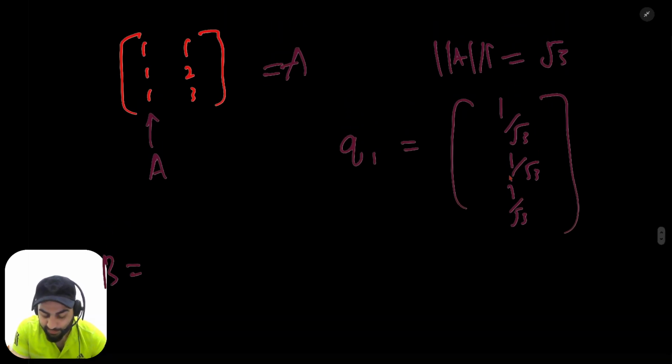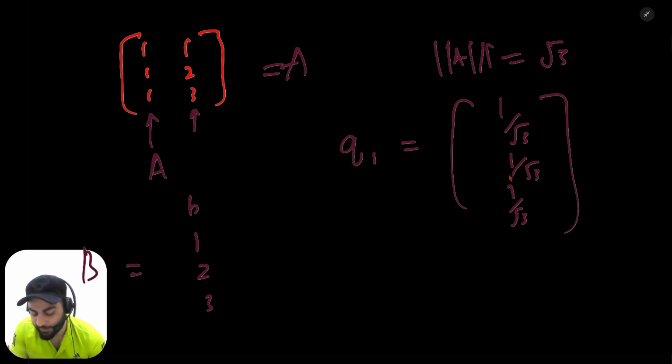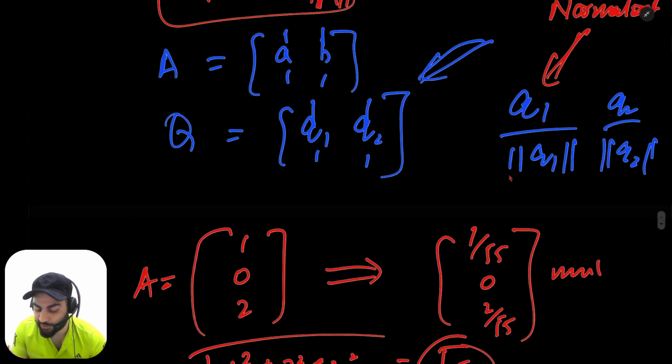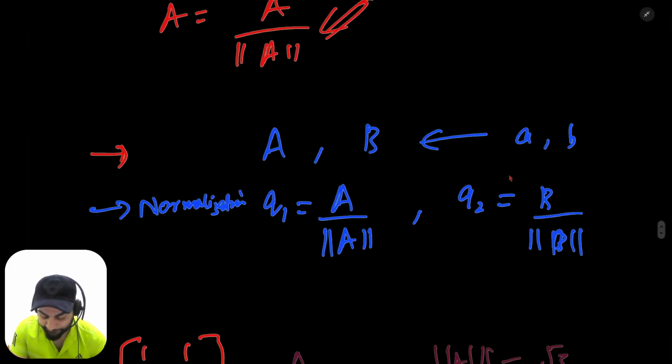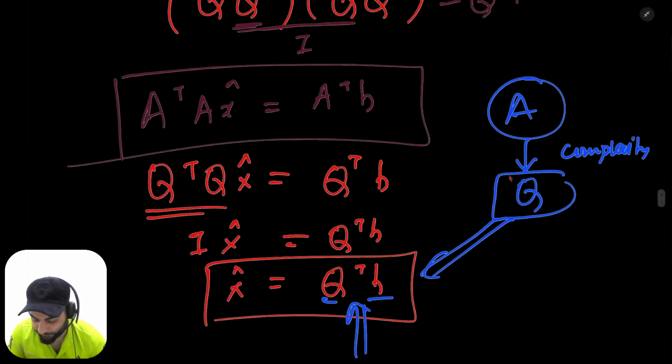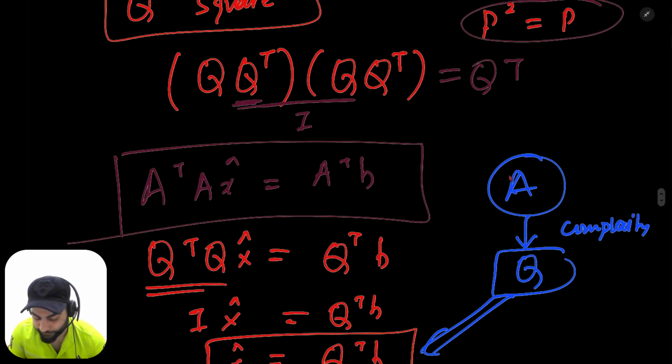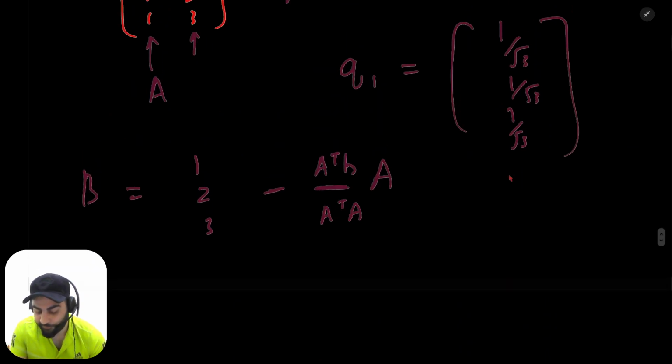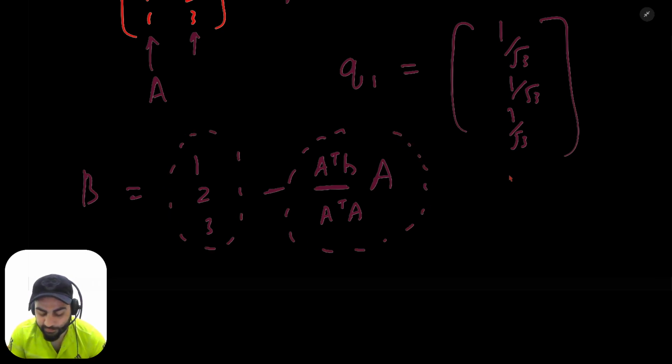In order to get this Q2, first we'll get B. We take this 1 2 3, that is this portion. In order to get the capital B, we take the small b, and then subtract something multiplied by the whole matrix A. What is that something? That something is the projection along that. The projection we have written is A transpose B divided by A transpose A. You compute this value and subtract that from this value.